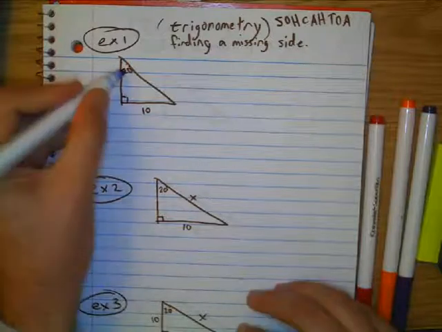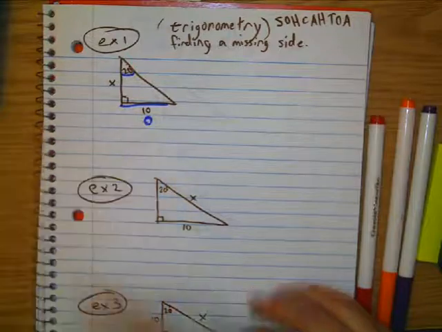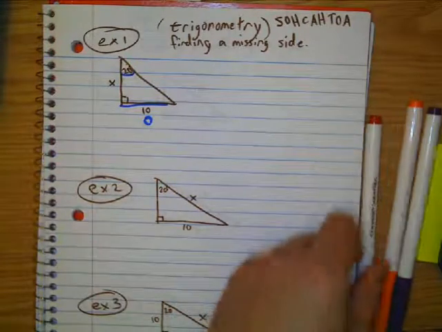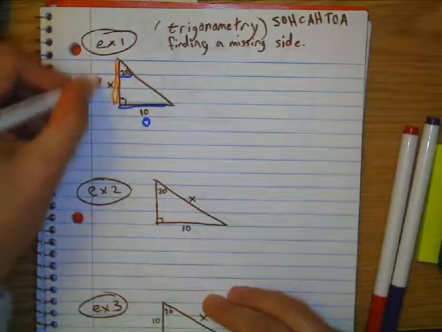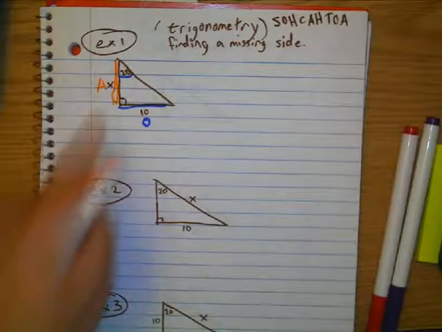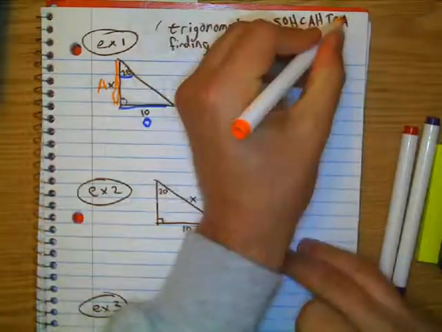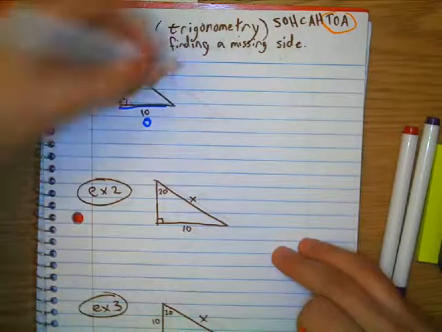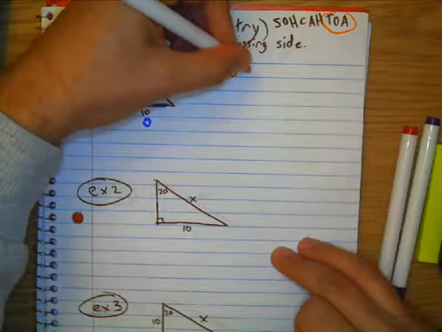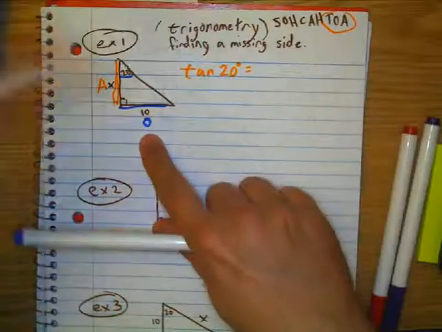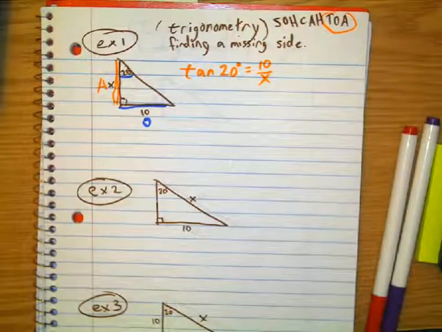Here's our 20-degree angle. This is far away from it, it's the opposite side. And this here is touching it, so I would call this the adjacent side. Looking at SohCahToa, adjacent and opposite, I'm going to be using tangent. So I'm going to write tangent 20 degrees equals opposite over adjacent, so 10 over x. And now we're going to solve that.